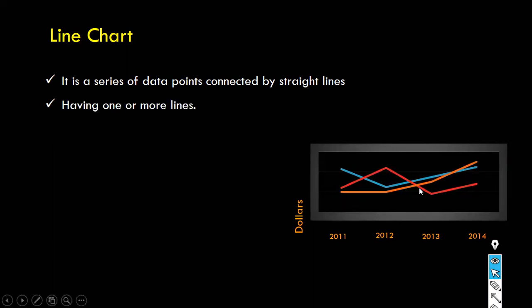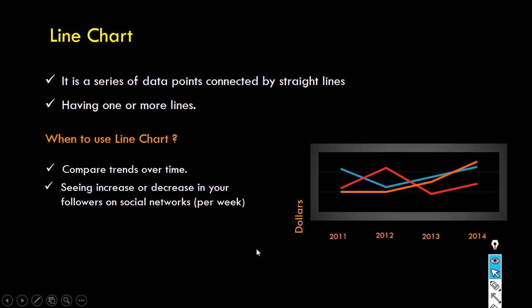So you can also have more than one line. You can see three different colors, three lines are there. Each line represents a different category. It can be a different segment: consumer segment, corporate segment, and home office segment, so customer segments, right? All the things you can see here.